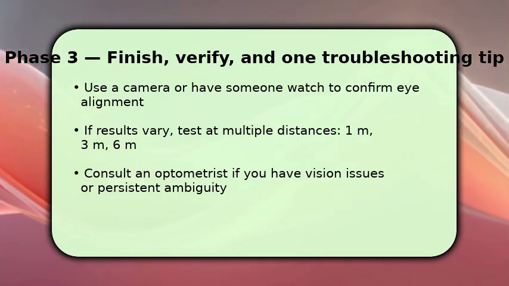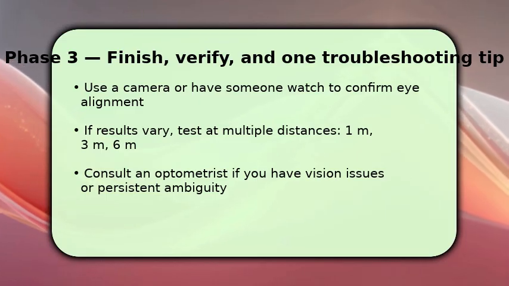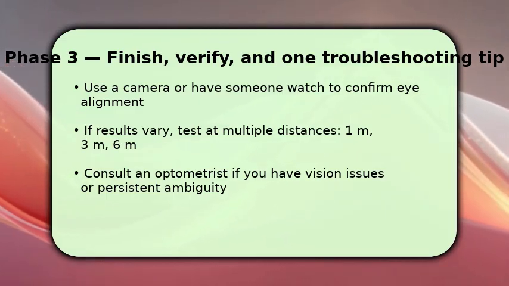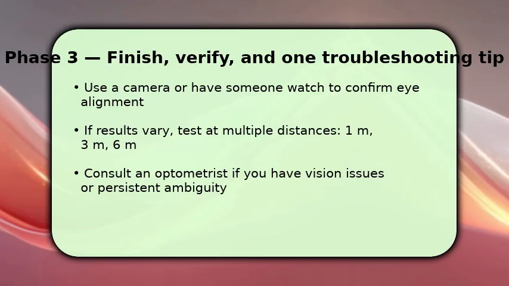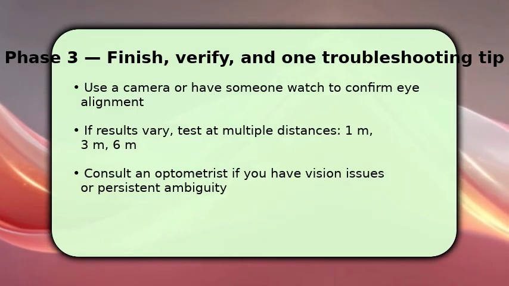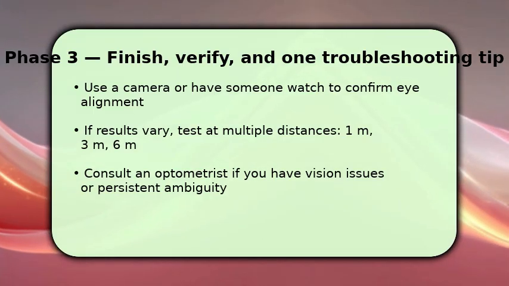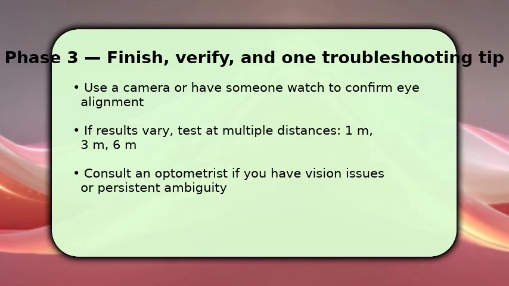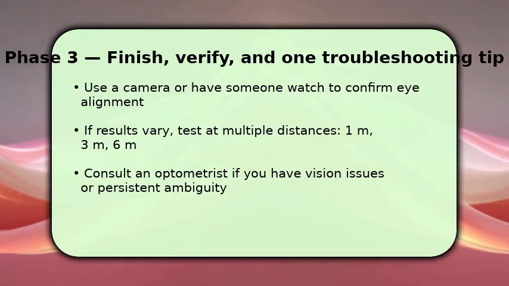Troubleshooting. If alignment still seems ambiguous, check for vision differences. Unequal acuity or strabismus can confuse results. In that case, make sure to consult an optometrist to clarify dominance and address vision issues.